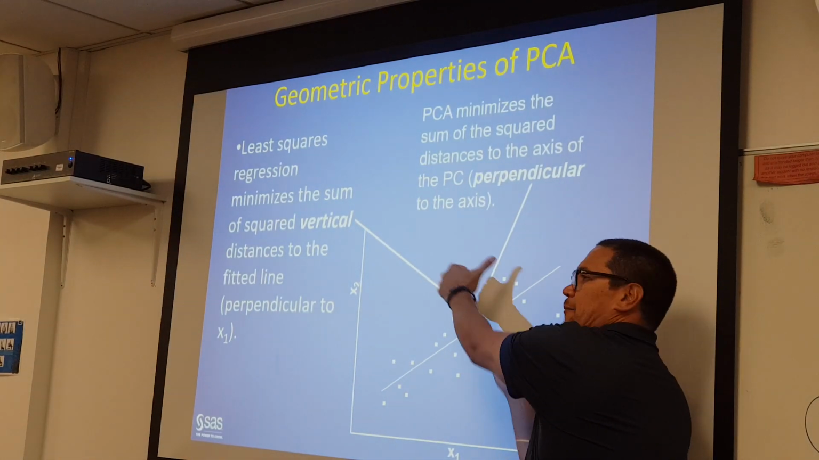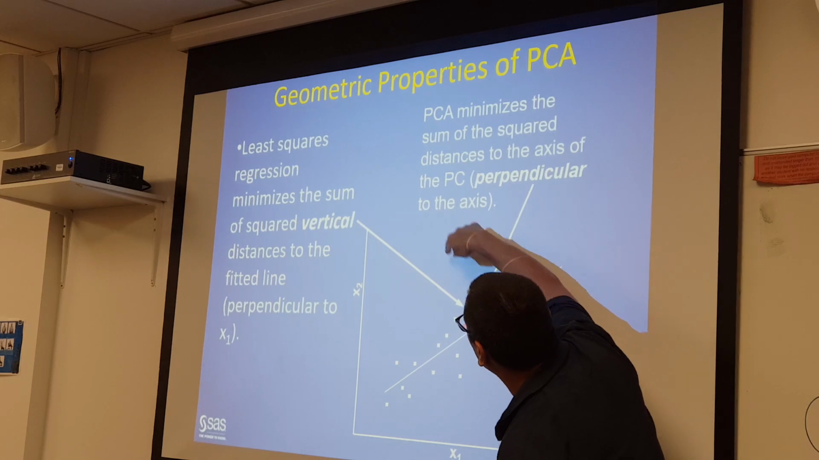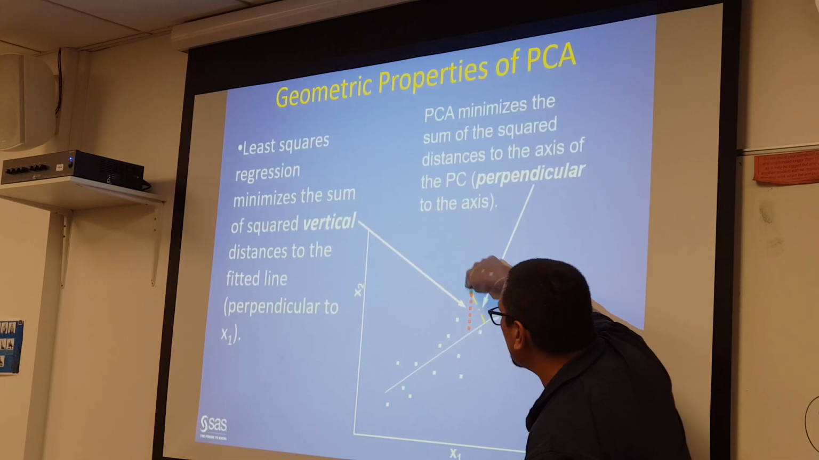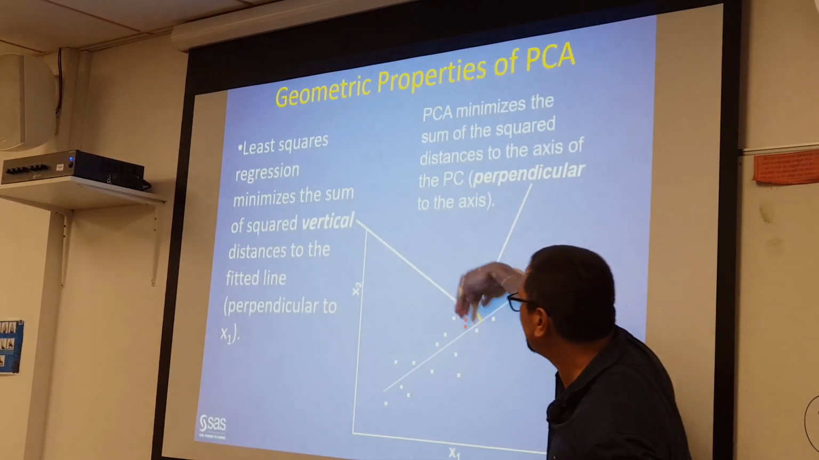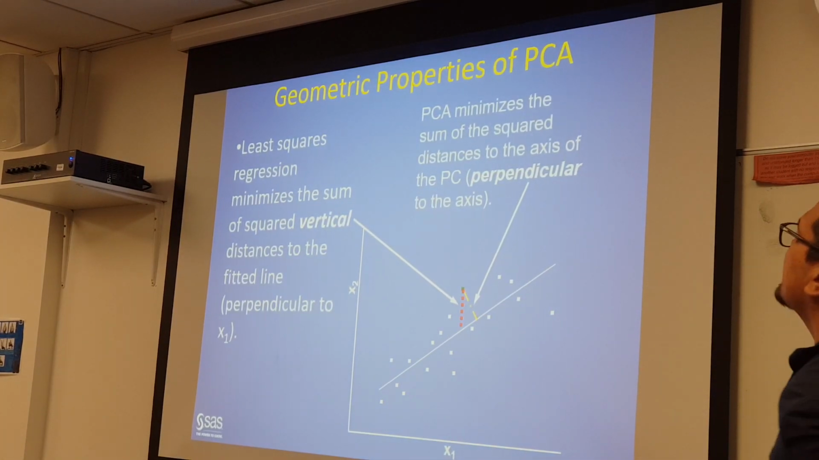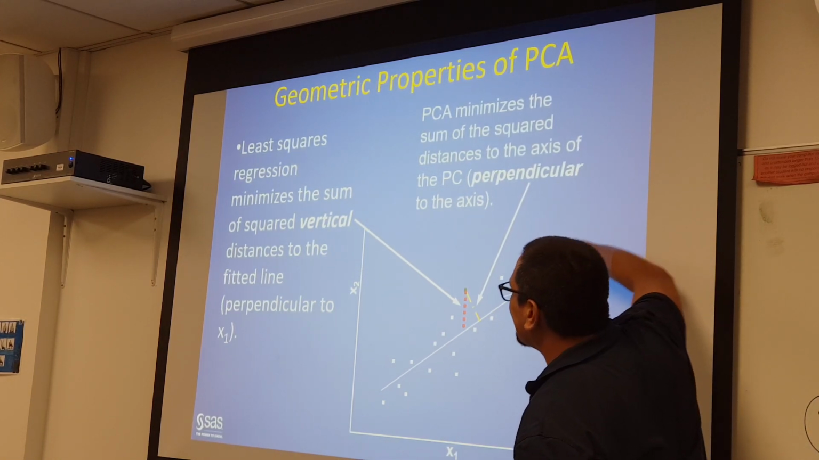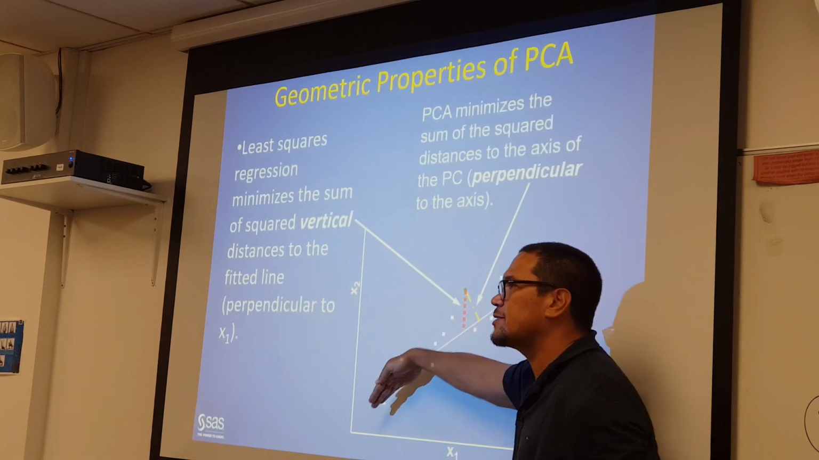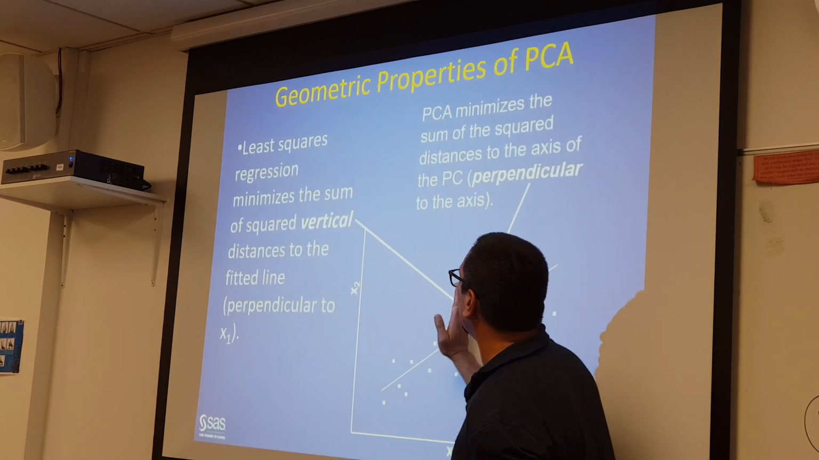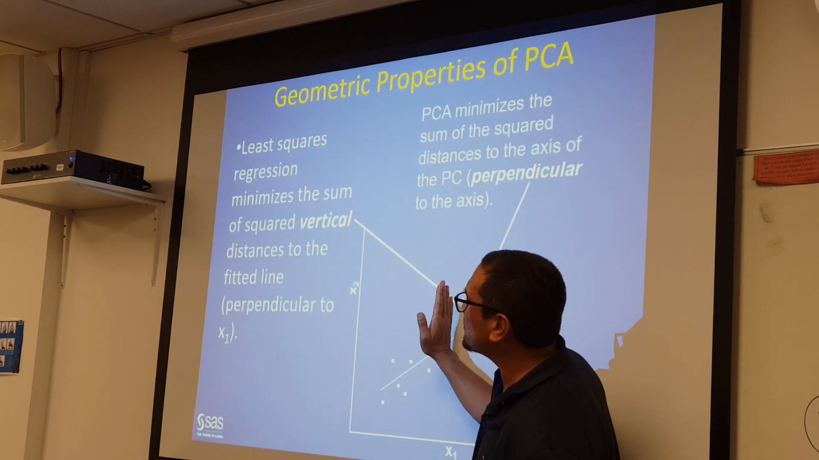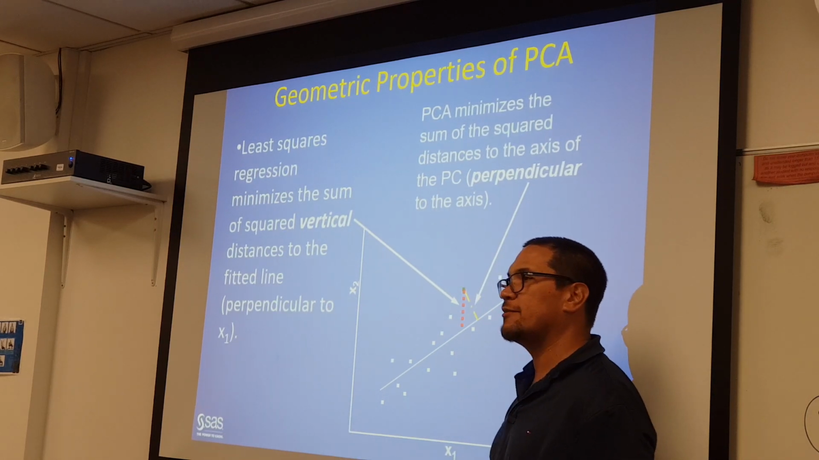The distance is in this way. If I had a data point here, and I had another data point way up here, they would look to be exactly the same thing once projected. So I'm losing information in that. PCA is trying to minimize the sum of the squared distances to the axis of the PC. To this axis here. That's what it's trying to minimize. Least squares regression is trying to minimize the sum of the squared vertical distances relative to whatever our response is. So it's slightly different.